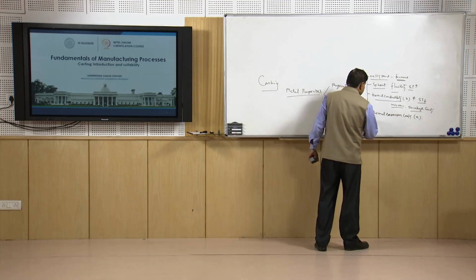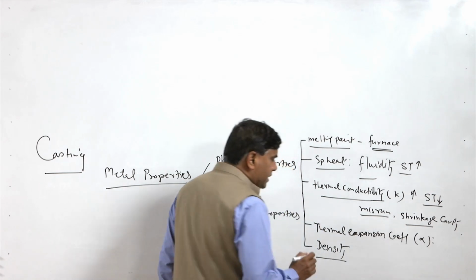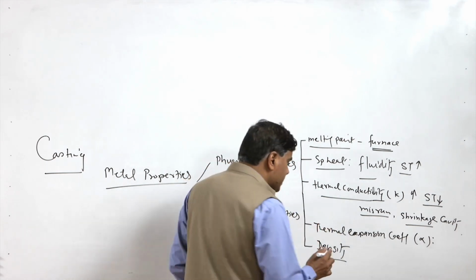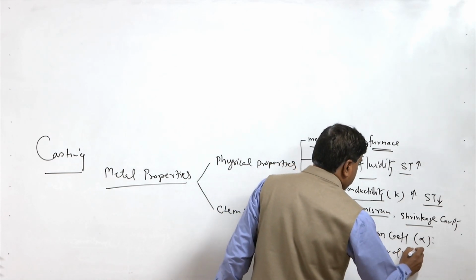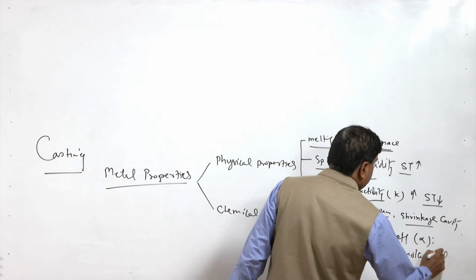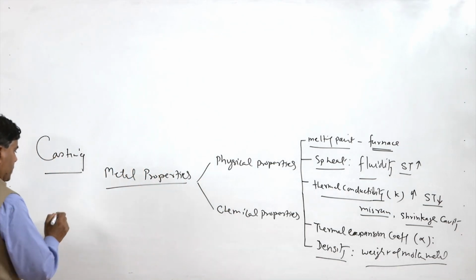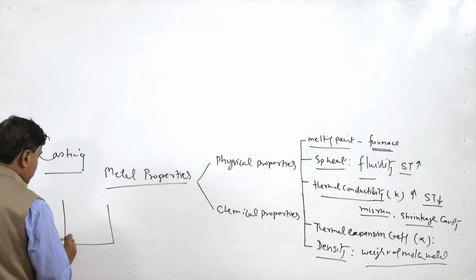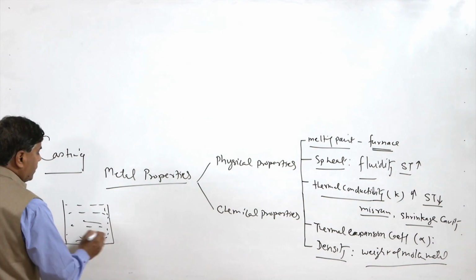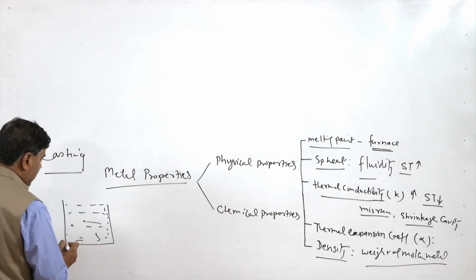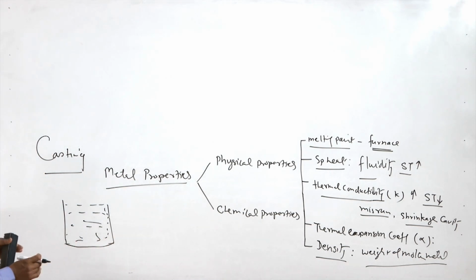Another important physical property is the density. For a given volume of the molten metal, density determines the weight of the molten metal or the weight of the casting. So, this weight of the casting is important in two ways. One is that this weight of the molten metal must be supported by the mold. If the mold is not able to support this weight, then it may sag or settle down, and change the shape and size of the casting.